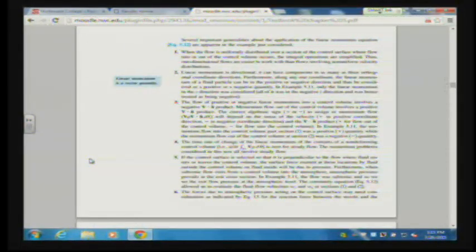So I'll go through them rather quickly with you. But number 1 says when the flow is uniformly distributed over a section of the control surface, the flow into or out, the integral operation is simplified. So that's just a matter of the math.